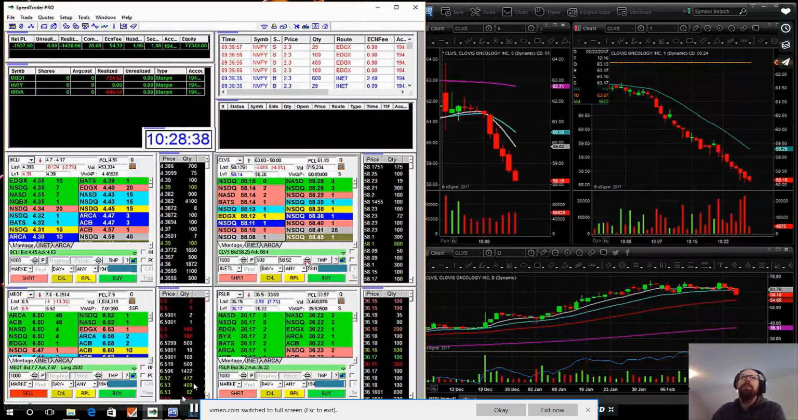And here's the thing. What's my first profit target? My first profit target is the 20 moving average on the 1 minute chart. And how far away is that? The price right now is 58.18. The 20 moving average is 58.29. I've got over $1 of room for this bounce. I mean, that's a lot of room.